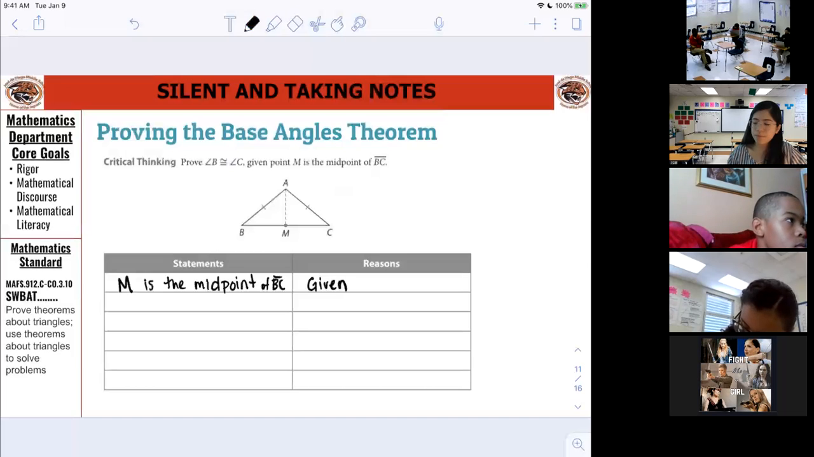All right. Okay, so I have one given. However, there's actually one more given that they don't say in words, but it's in our diagram. Can somebody tell me what else is given from the diagram? M is the midpoint, wait, no, we already have that. CA. Good, I heard, good.